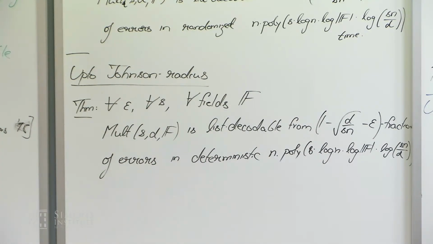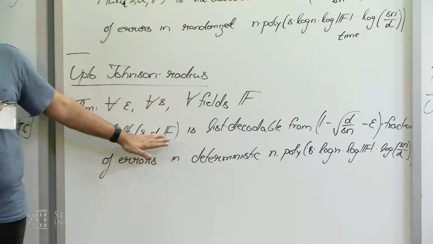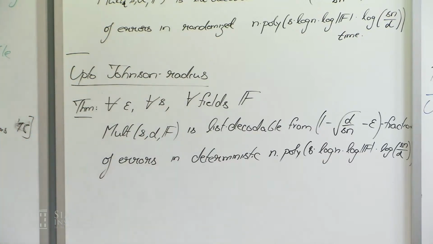Question: Is the characteristic better than for FRS codes? Depends; you also need, again, at least D. In FRS codes, no. So by the way, I have stated it for multiplicity codes. For FRS codes, on the Johnson radius, there's absolutely no dependence on the characteristic. For this one, it doesn't play a role there.